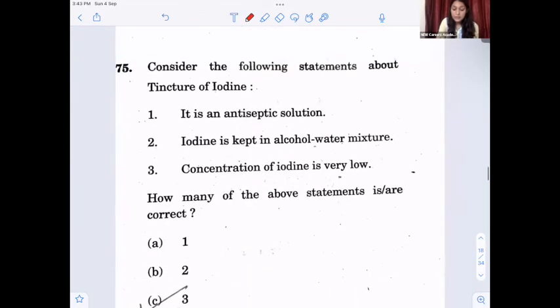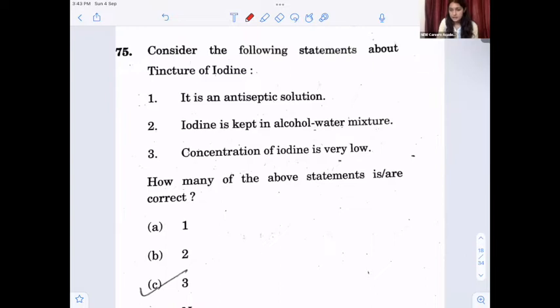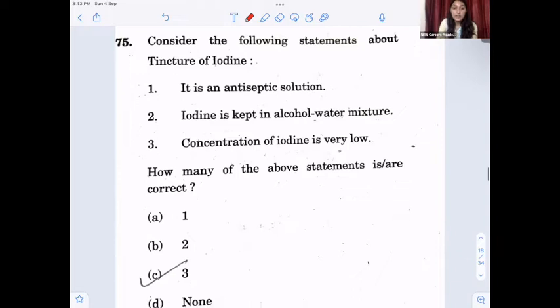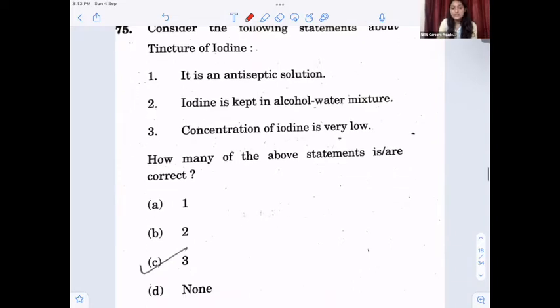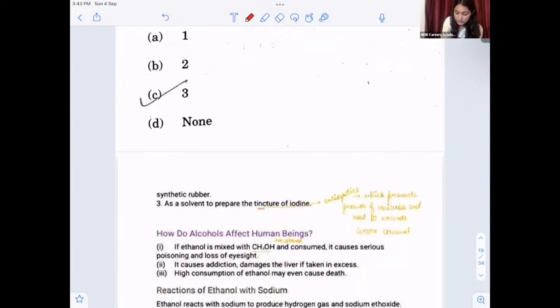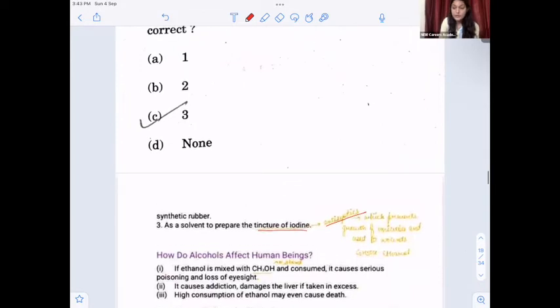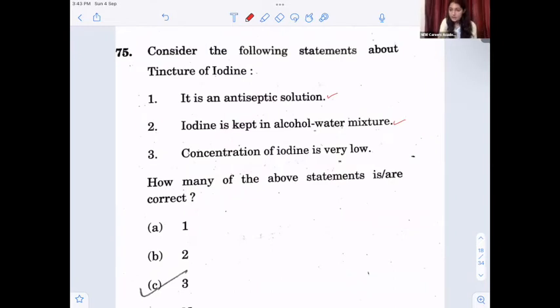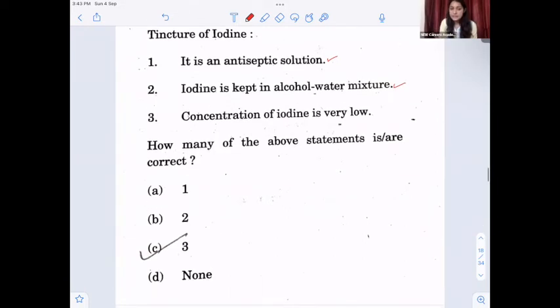Okay, next is about tincture of iodine. Three statements are given. It is an antiseptic solution. Its iodine is kept in an alcohol-water mixture. Statement 3, concentration of iodine is very low. So we can see from notes as well, tincture of iodine is antiseptic. It's a mixture of alcohol and water. First statement is correct. Second is correct. Concentration of iodine is low. Yes, this is true. Concentration of iodine varies from 2 to 5%. So all 3 statements are correct. So option C.